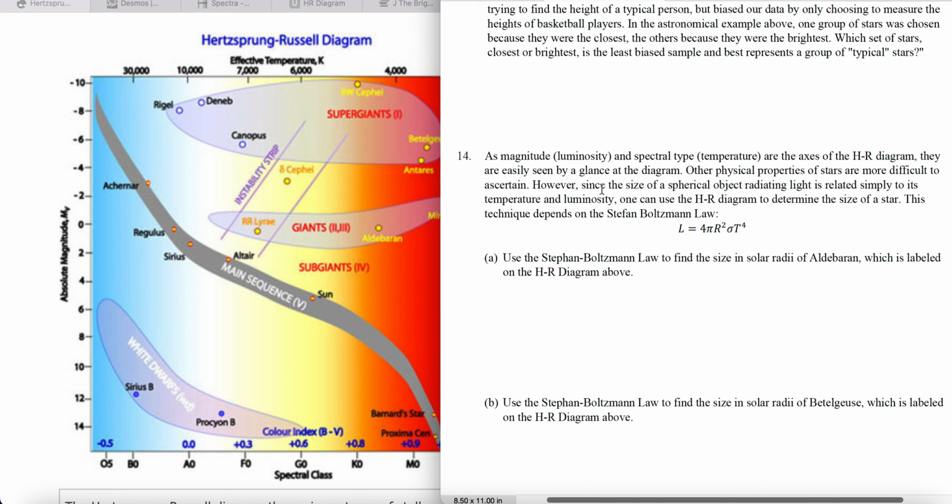However, there is one more pretty simple idea we can come up with, and that is the size of a spherical object radiating light, because it is related simply to temperature and luminosity. One can use the HR diagram to determine the size of a star. This technique depends on the Stefan-Boltzmann law.